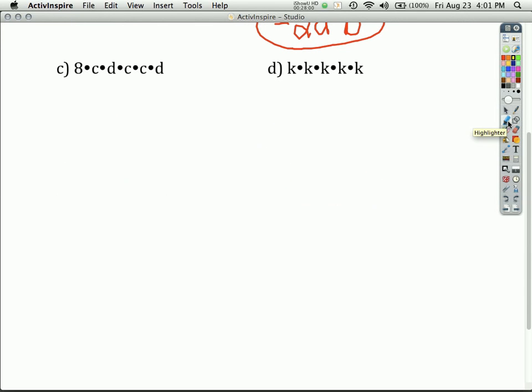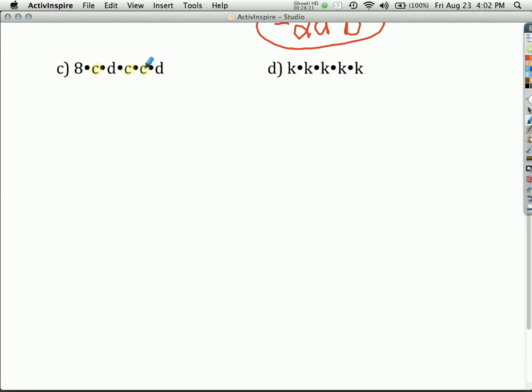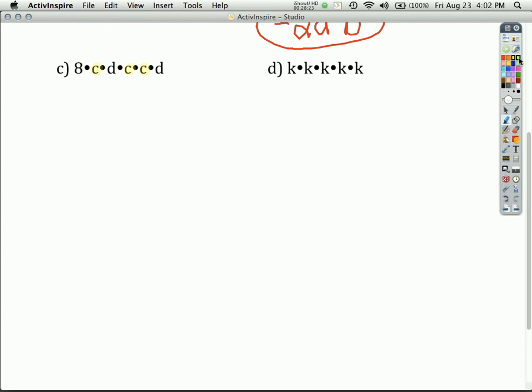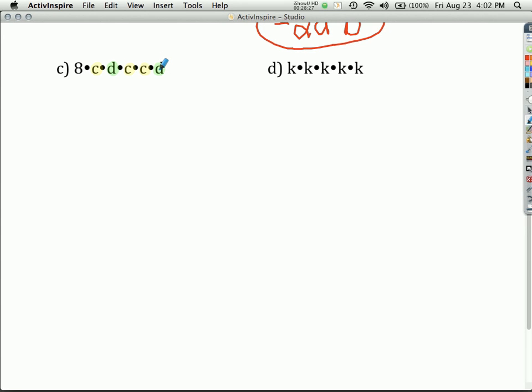Eight times C times D times C times C times D. We use powers when there is a repeated factor. What's the repeated factor this time? Ezekiel? Okay, so there's actually 2 of them. So we've got C, and then we also have D is a repeated factor as well. So they can both get powers.